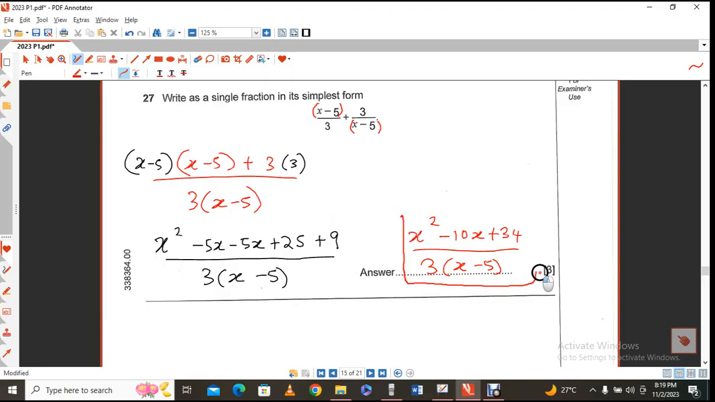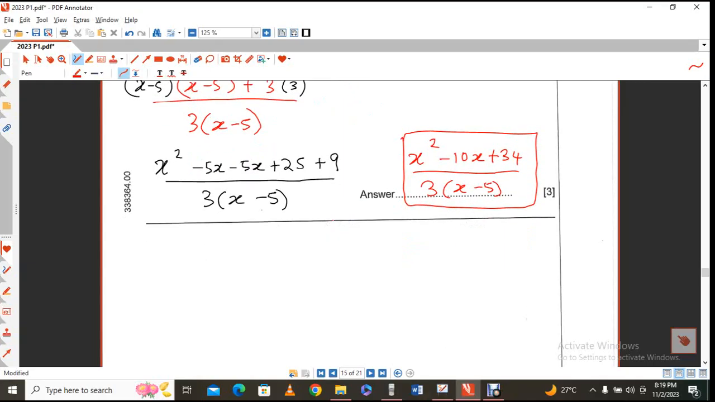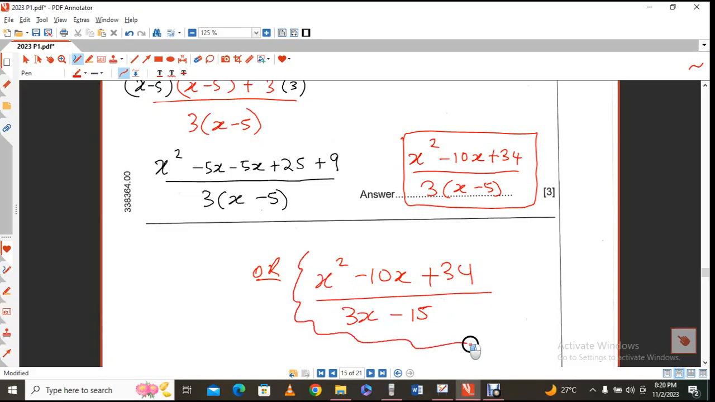This is sufficient. Some people go ahead and multiply out the denominator, which is totally not necessary, but you are going to get marks as well. So I'll just say, or x squared minus 10x plus 34 all over 3x minus 15. Still the same thing, but not necessary.